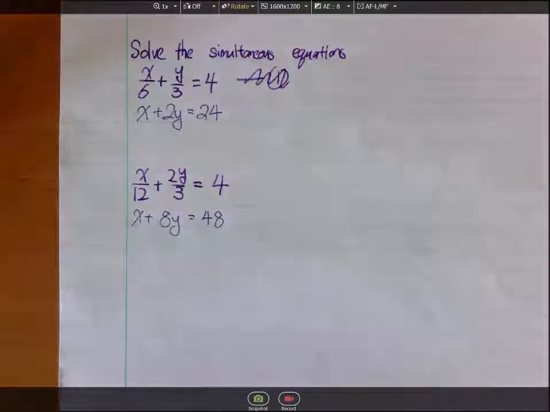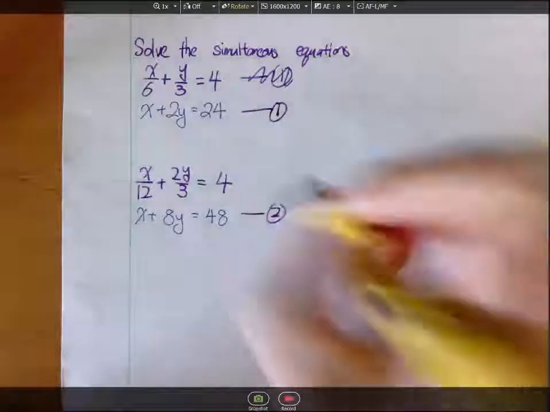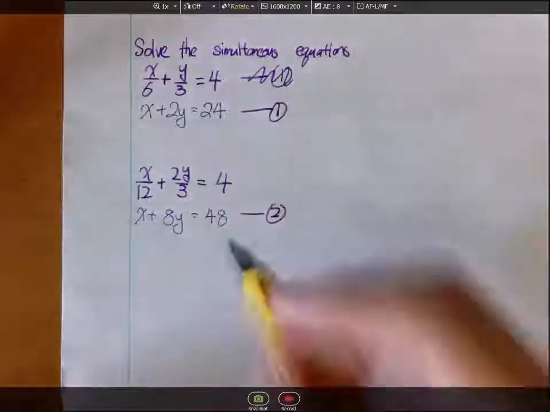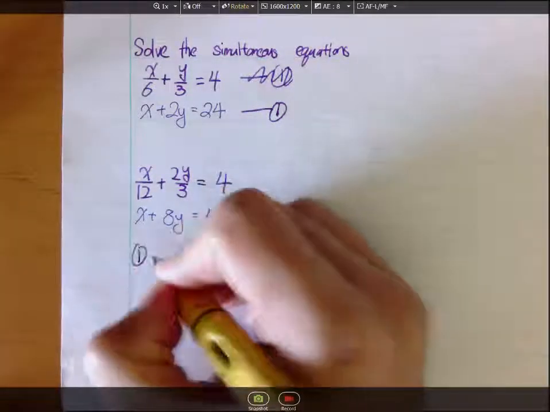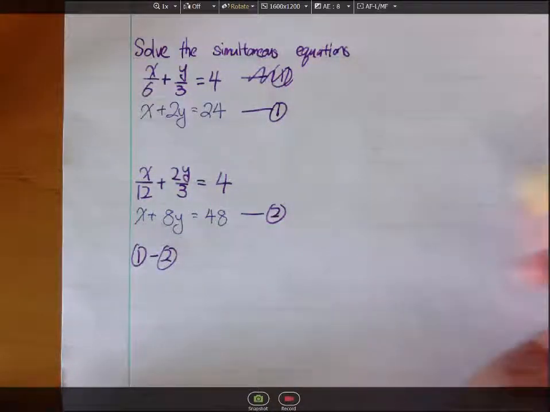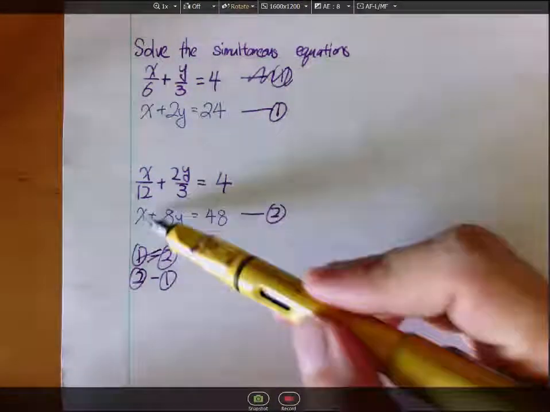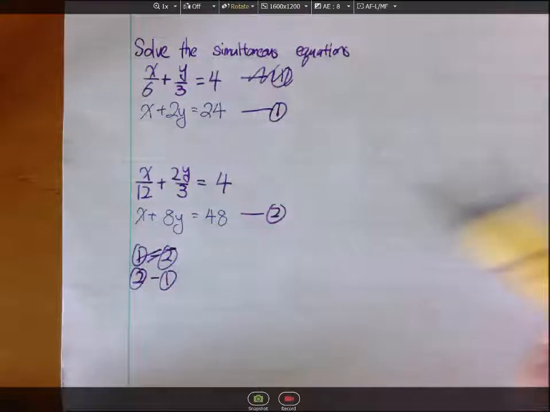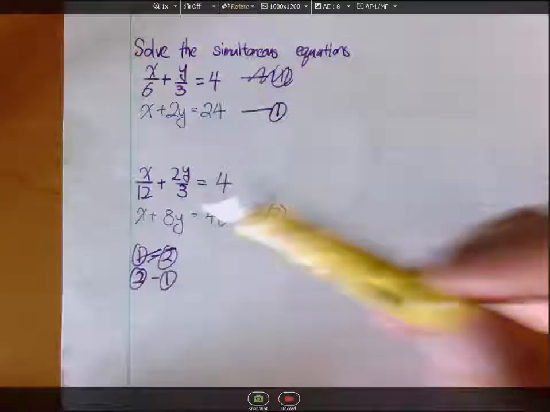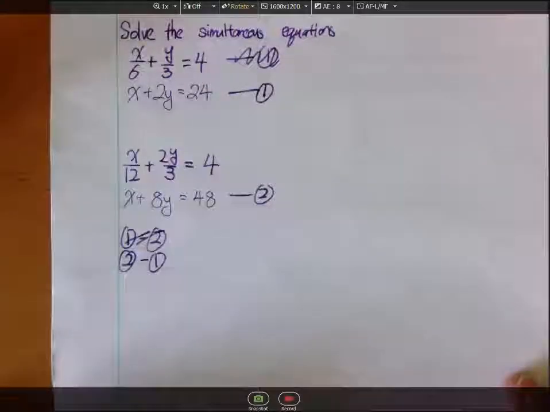Once I have done this, you notice that my equations are already somewhat in order, because x and x is same value, same sign. So what I can do is simply take equation 1 minus equation 2. Or in this case you can actually take 2 minus 1, it's the same thing. Why don't we take 2 minus 1? Why do I take 2 minus 1? Because this is x. 8y minus 2y gives me positive 6y. If I take 1 minus 2, I get 2y minus 8y. It gives me negative 6y. So I might as well take 2 minus 1 to get a positive y value.